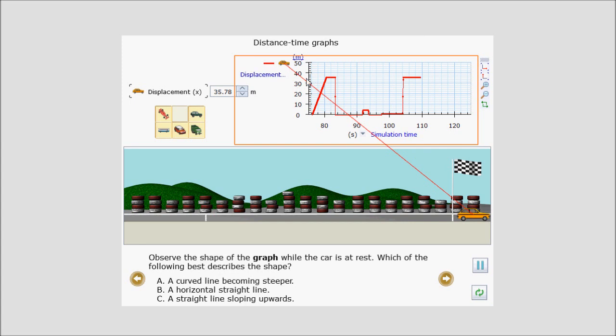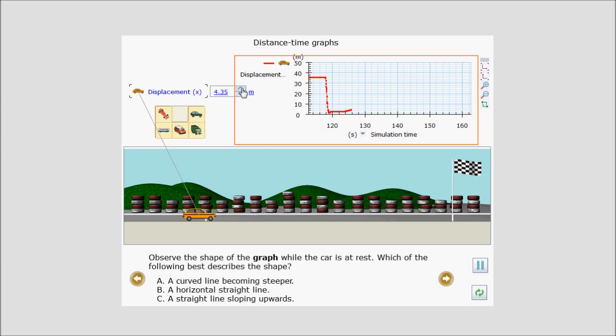Hopefully, by playing around with this a little bit earlier, you saw that there was a relationship between the slope of the line and the velocity. If we increase the displacement like this, we get a very flat slanted line. This is going very slow. But when we go faster, we get a more steep line. And if we stop, then our line flattens out.